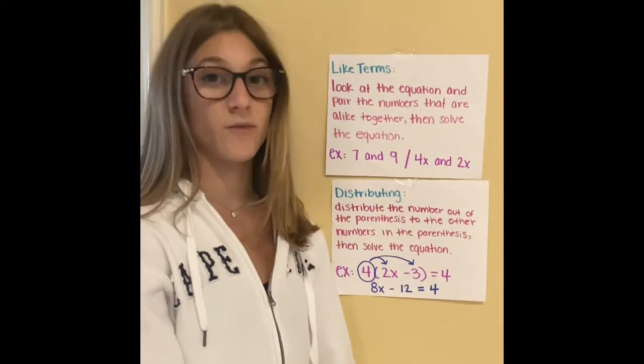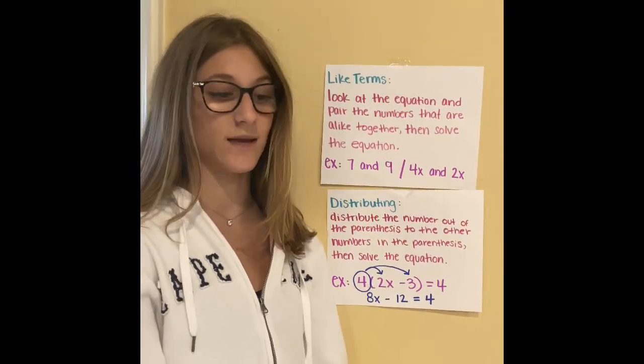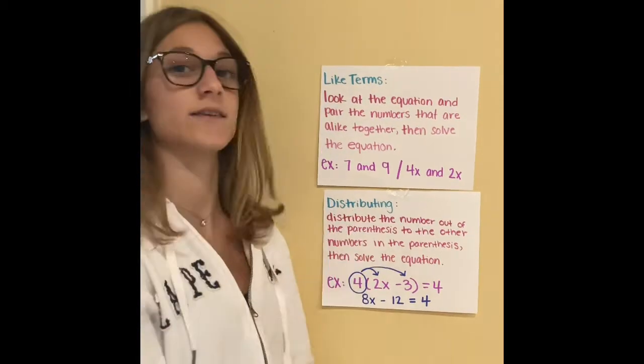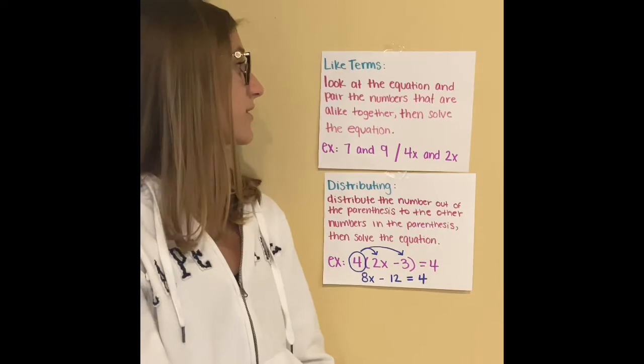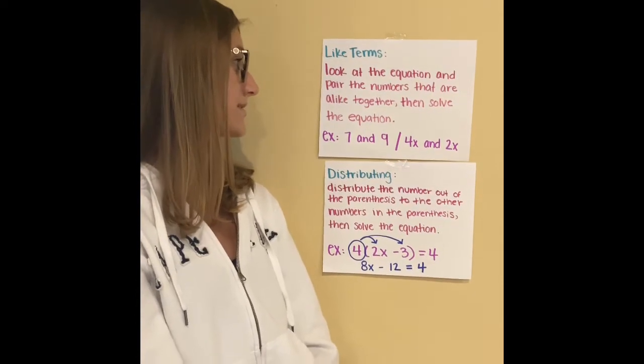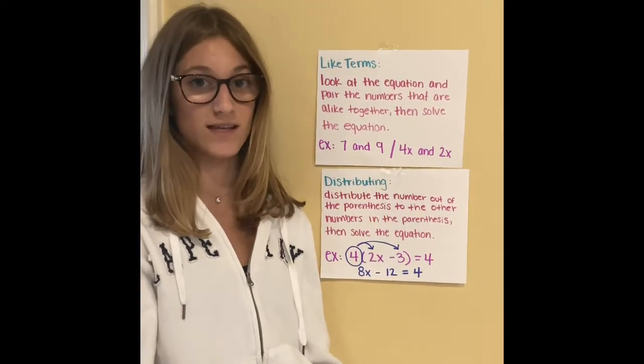The first way that we're going to be looking at to solve multi-step equations is by using like terms. So in order to solve these types of multi-step equations, you are going to look at the equation and pair the numbers that are alike together and then solve the entire equation.